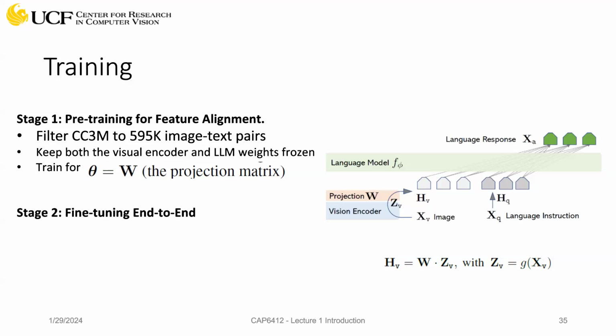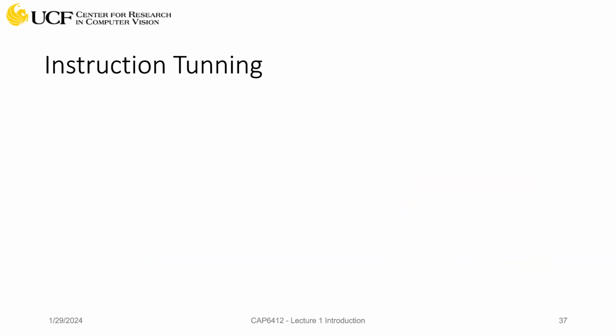Okay, so we find out these parameters theta for W. This is stage 1. And in stage 2, we want to now fine-tune end to end. Okay, so fine-tune now W and this parameter phi for the large language model. So that's the way to train this thing.